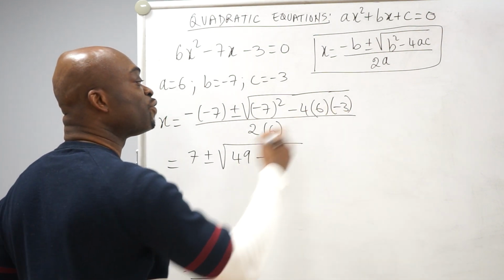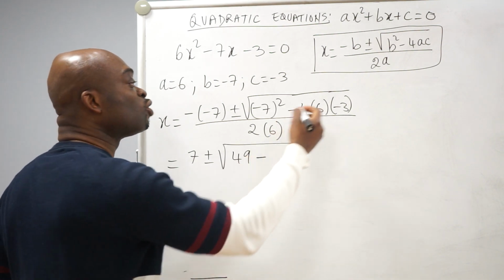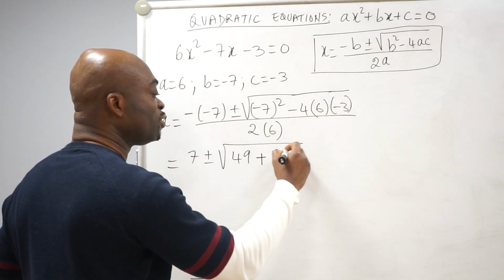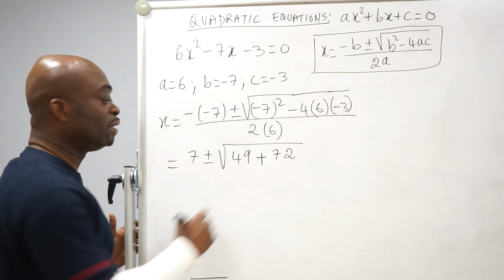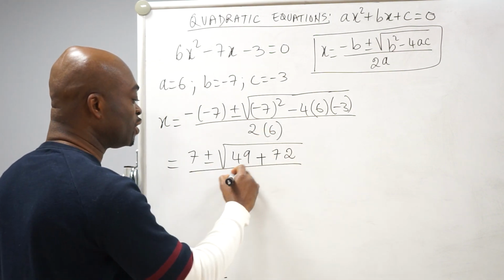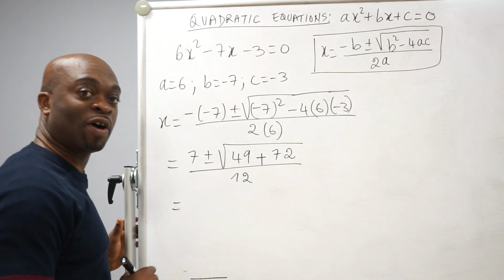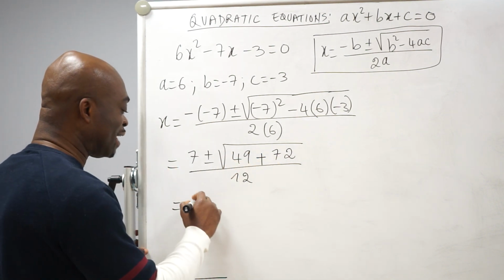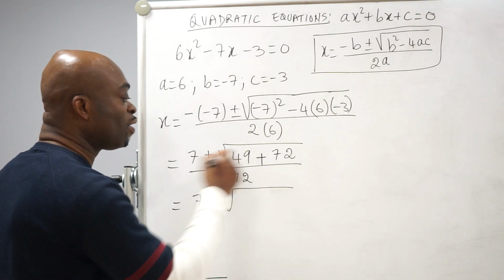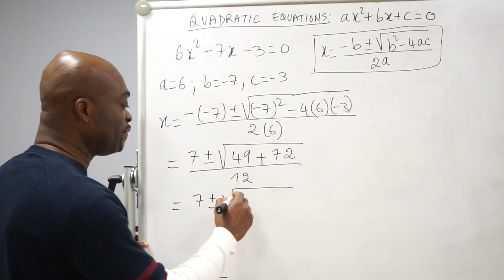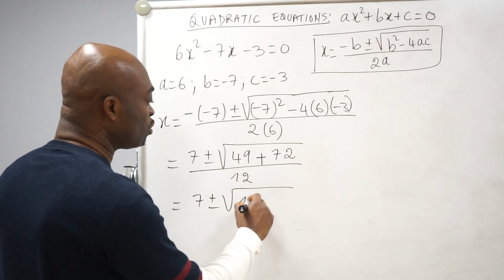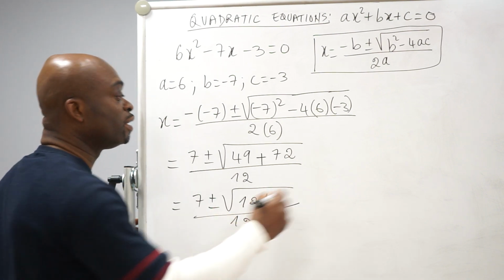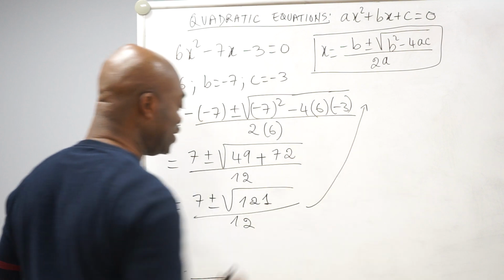Negative 4 times negative 3 is positive 12, and 12 times 6 gives us positive 72. And that is divided by 2 times 6, which is 12. We good so far? Then we add up whatever we have under the radical. So we have 7 plus or minus the square root of 49 plus 72, which is going to give us 121, over 12. So we continue on this side now.